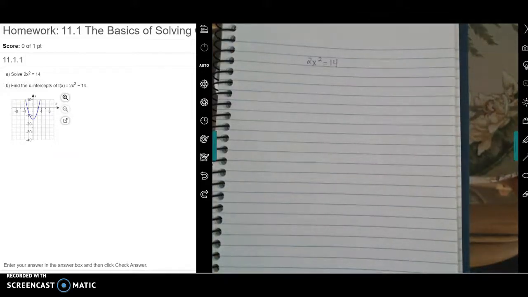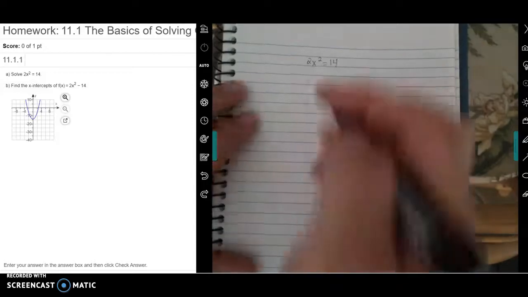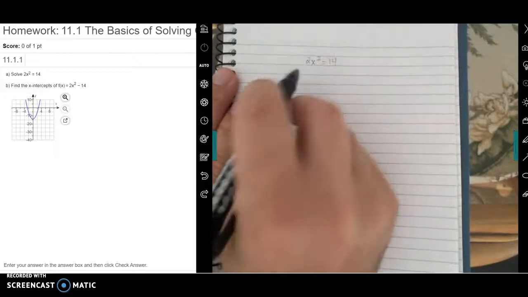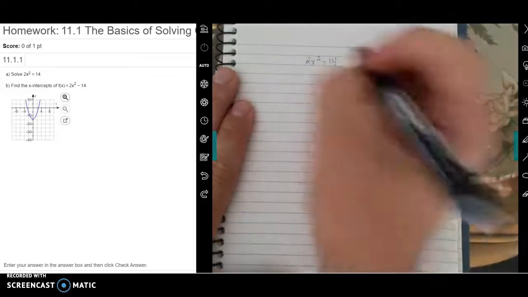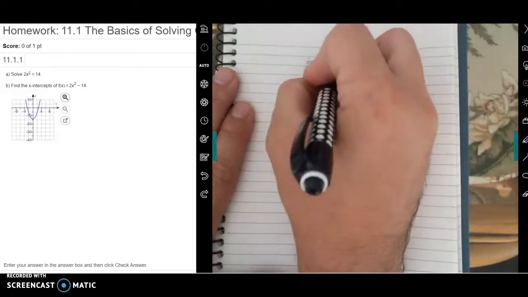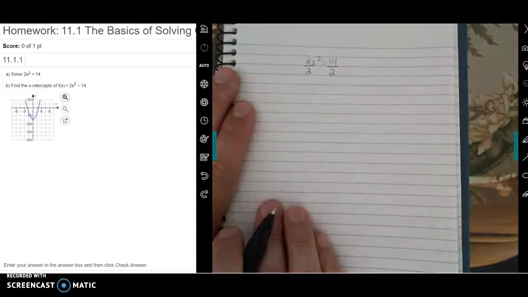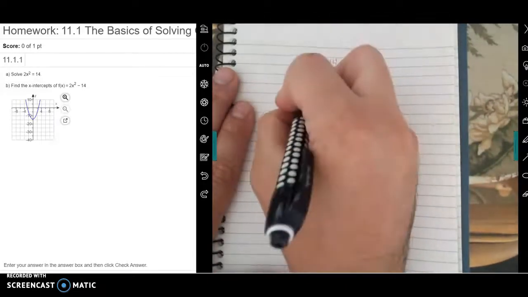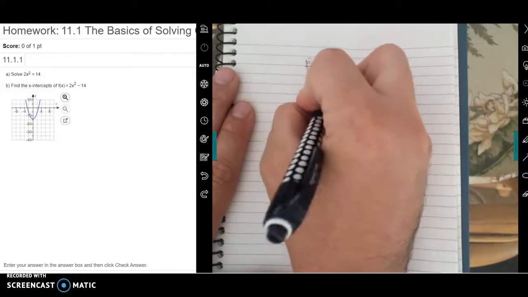Alright, so this first one wants us to solve 2x squared equals 14. So the first method we're going to look at is the square root property. The square root property says you want to get the squared term by itself. The x is the squared term. So to get that by itself, first thing I have to do is divide by 2 on each side. That's going to give me x squared equals 7.